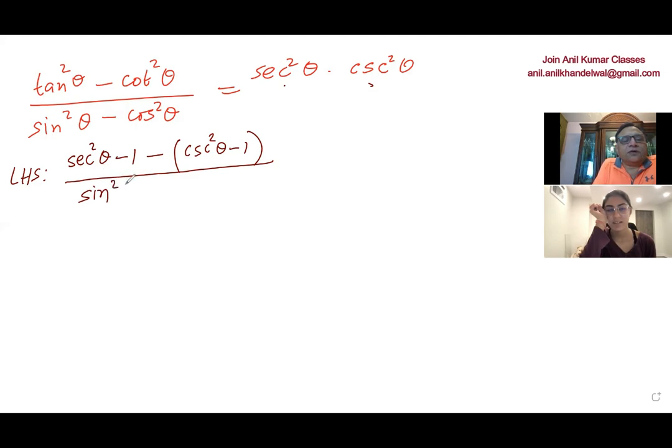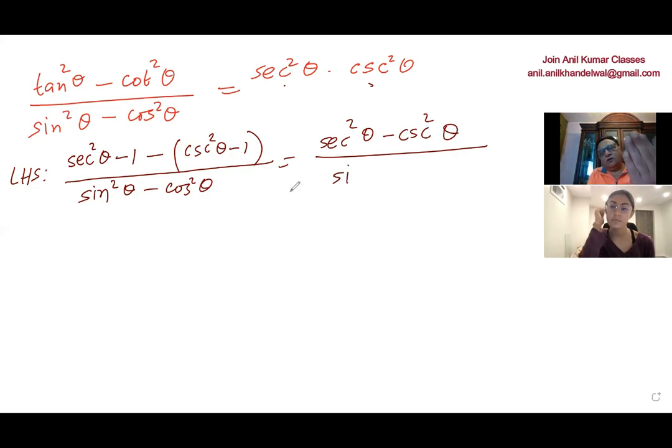So sine squared theta minus... we could write this as sine theta times cos theta, and we could factor this, but we will keep it as such for now. Don't worry. So in the numerator, minus 1 and minus 1 cancel, so we have secant squared theta minus cosecant squared theta. And here, secant is 1 over cos, and cosecant is 1 over sine, so we do get a product in the denominator.